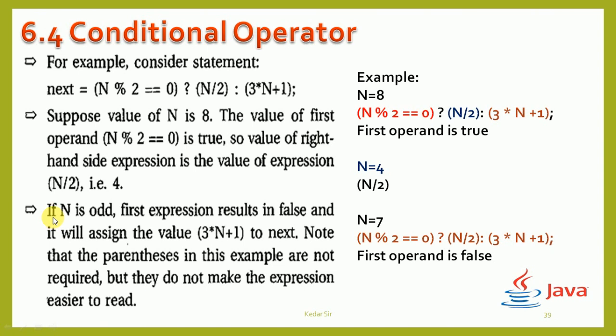Then if n is odd, the first expression results in false, and it will assign the value 3 multiplied by n plus 1, right? So 3 multiplied by n plus 1 to the next. Note that the parentheses in this example are not required, but they make the expressions easier to read, right? So this is one example of the conditional operator.